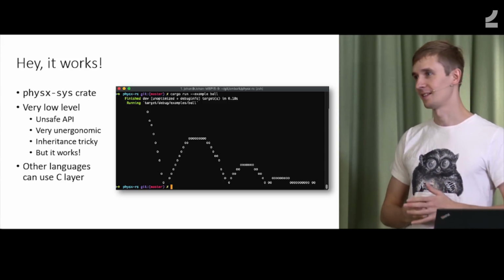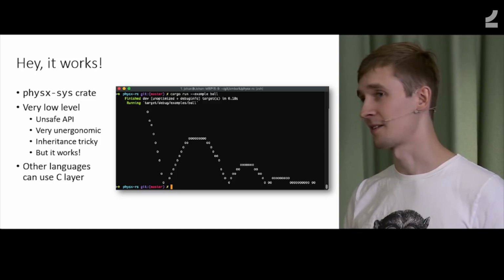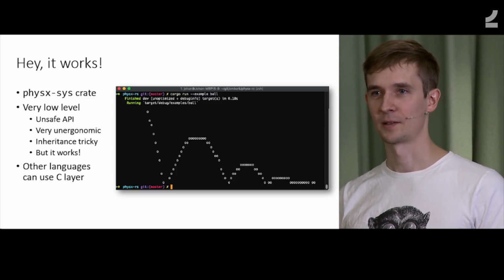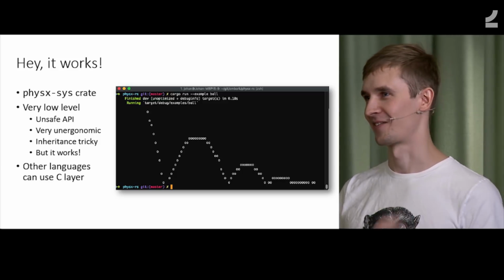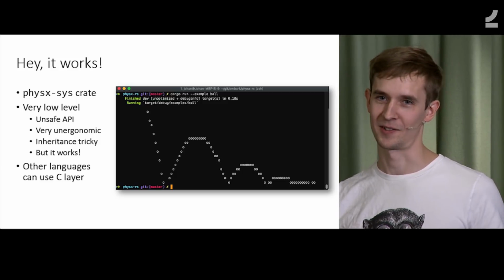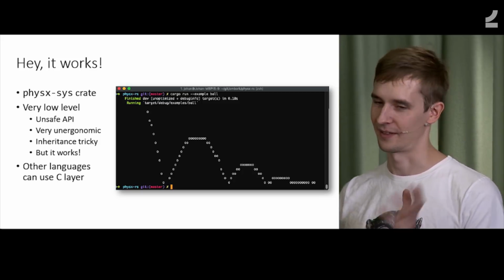And a nice little side effect of that is it is a generic C layer as well. So if, for example, Lua or Pascal or Haskell or something want to use PhysX, they can just use the same generated C layer and just steal it from here.